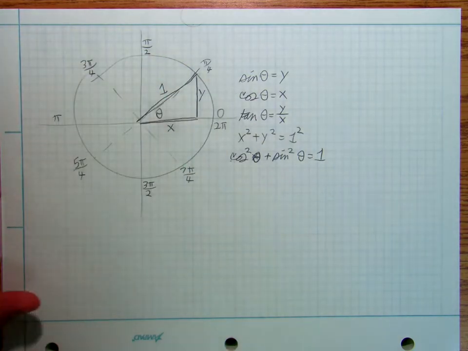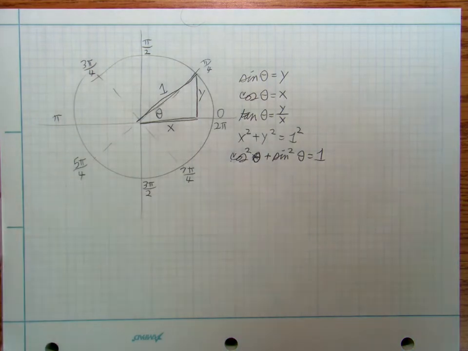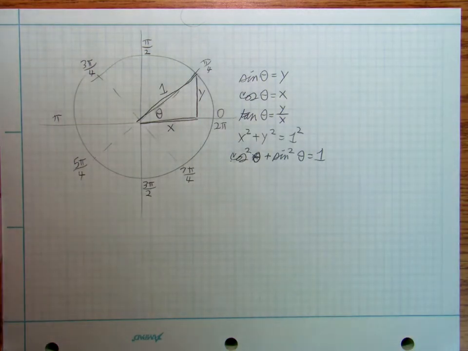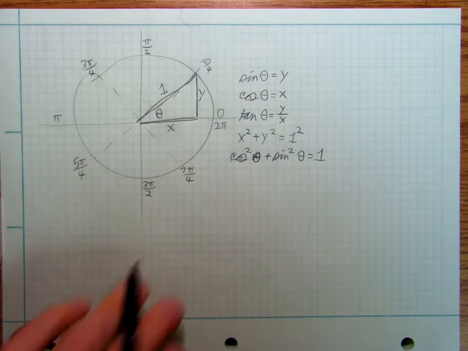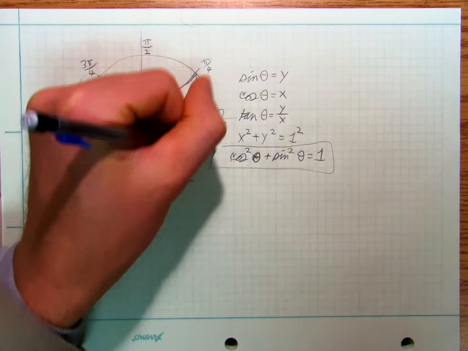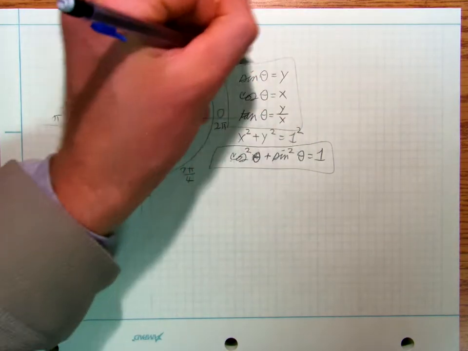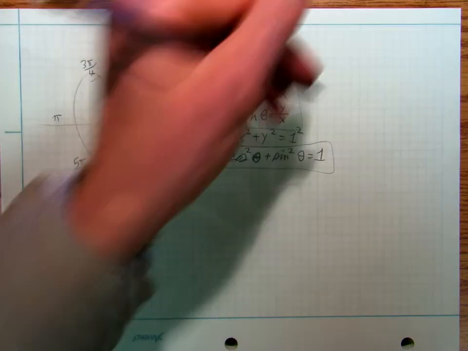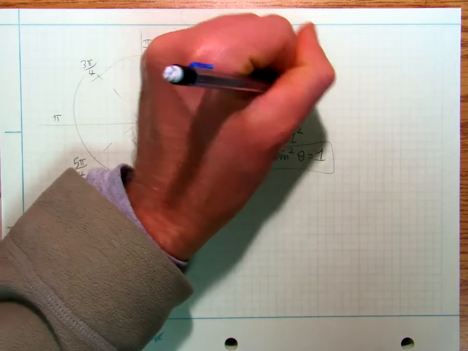It's absolutely critical that you know your unit circle. I can't really go into it right now. Okay, so this is really, really critical. These are really critical. And then you have the reciprocal ones of these.